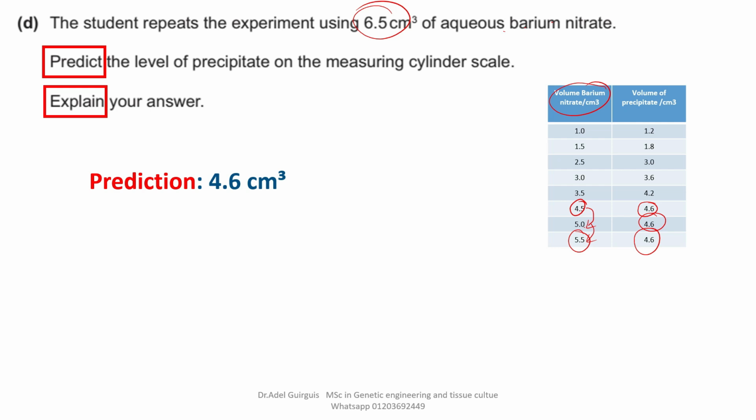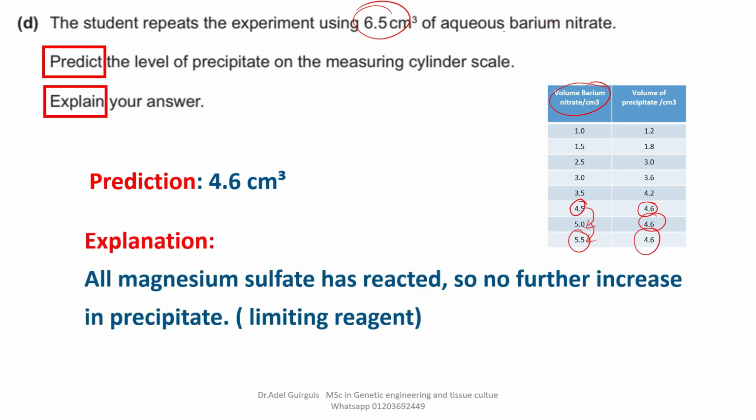What is the reason? All the magnesium sulfate has reacted from this point. Here magnesium sulfate is considered the limiting reagent, so there is no further increase in precipitate volume. All the magnesium sulfate has run out, has reacted, so no further increase in precipitate, as it acts as the limiting reagent or limiting factor.